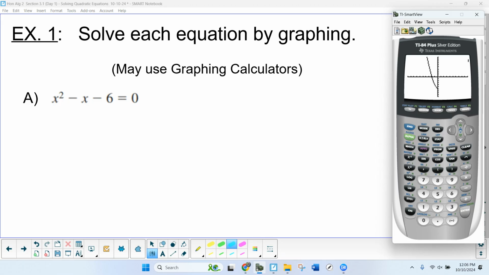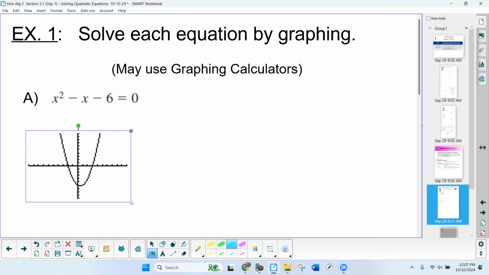That standard window will go from -10 to +10 by a scale of 1 on the x-axis and -10 to +10 by a scale of 1 on y. Did everybody get this graph okay? Did you get it, Paige, or are you still working? I didn't get it. Okay, yeah.